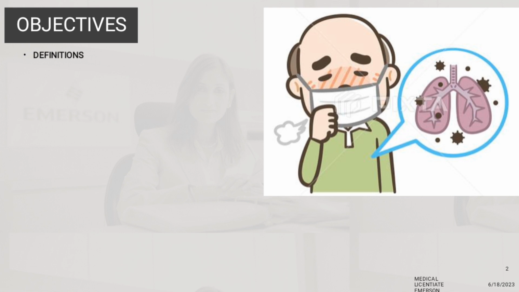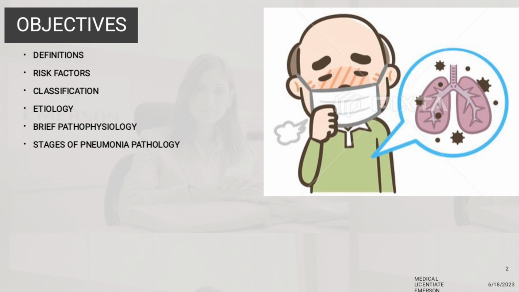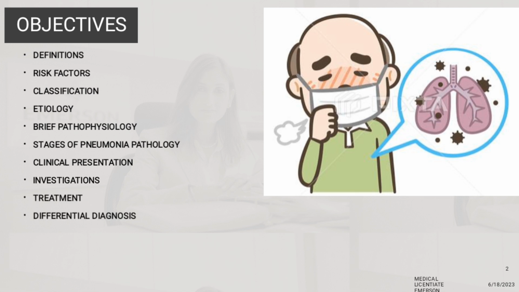Okay, so objectives, we're going to cover definitions, risk factors, classification, etiology, brief pathophysiology, stages of pneumonia pathology, clinical presentations, investigations, treatment, and differential diagnosis, complications, as well as the prognosis and prevention.